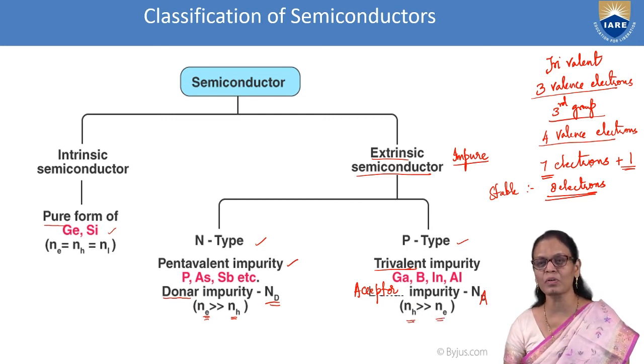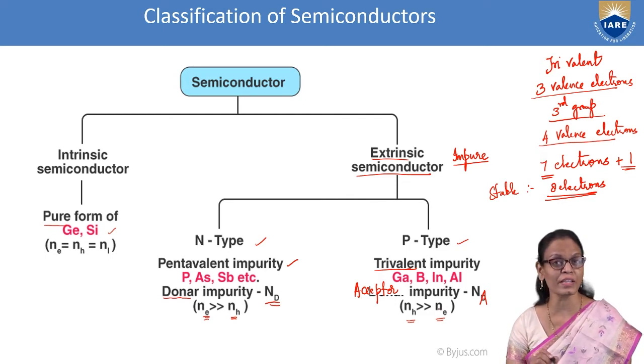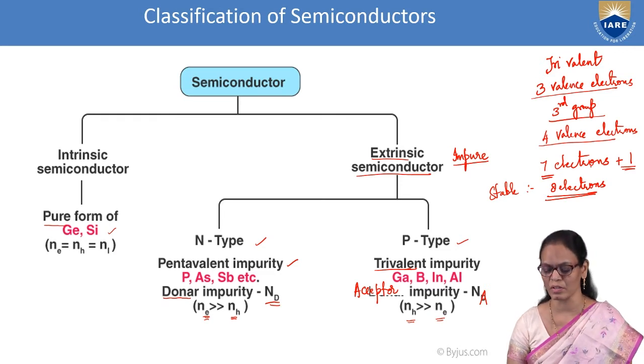And in this case, the number of holes is always greater than the number of electrons. And when I talk about holes, one thing we need to understand is that a hole is nothing but a deficiency of electron. So whenever we are talking about electrons, wherever there is a deficiency of electron, we call it a hole.